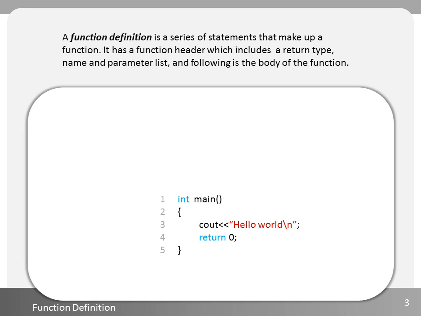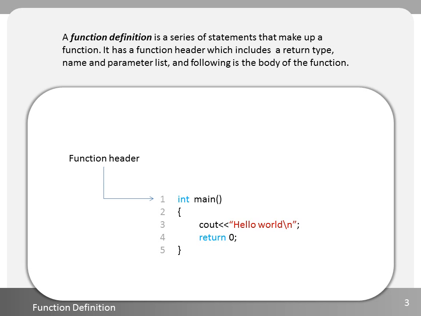There are 2 parts of a function. We're going to start with the part we've worked on many times before, the function definition. Now, a function definition is the code that composes a function. For example, the main that we see here. With it, let's discuss the parts of a function definition.